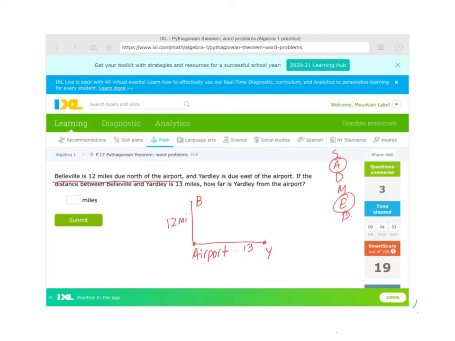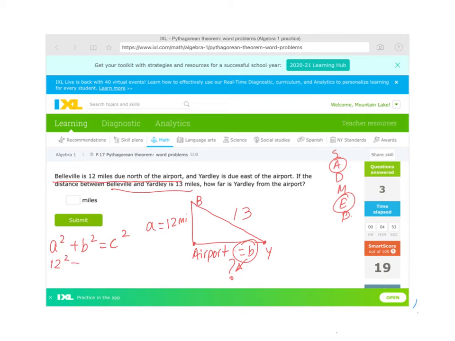Oh, sorry, between Belleville and Yardley. So this length is 13 right here. Let's fix this. The hypotenuse is 13. We want the distance between the airport and Yardley. So let's call this A. Let's call this B. So B is what we are trying to find out. So A squared plus B squared is equal to C squared. And then you plug in everything as needed.